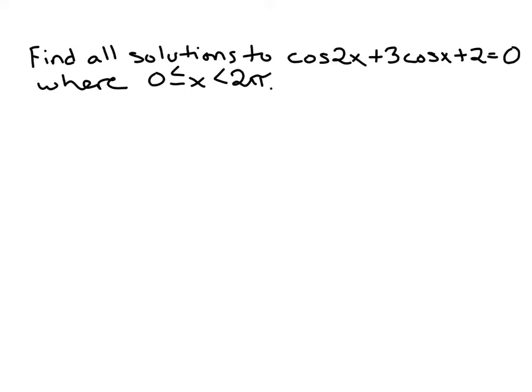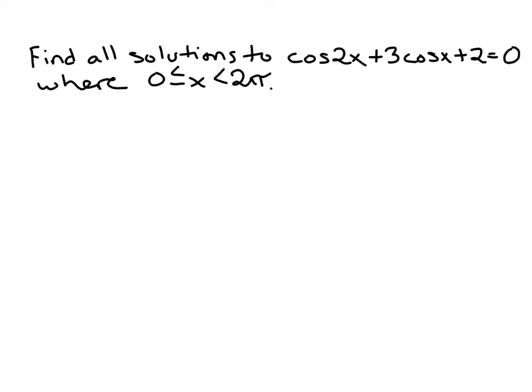In this example, you're asked to solve the equation cosine of 2x plus 3 cosine x plus 2 equals 0, where x is between 0 and 2 pi radians. So the first big thing to notice here is that this equation involves trig functions of different angles. Here's cosine of 2x, and here's cosine of x. So unless x is 0, cosine of 2x and cosine of x will be different things, cosine of 10 and cosine of 20, let's say.